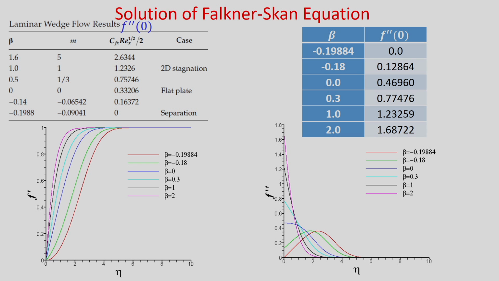So, you can see that for the case of laminar wedge flow, for different values of m, shear stress in terms of this drag coefficient and Reynolds number is tabulated here. This is the representation of f double prime 0, that means at eta equal to 0, the del square u by del y square. Okay, so that is the value f double prime.